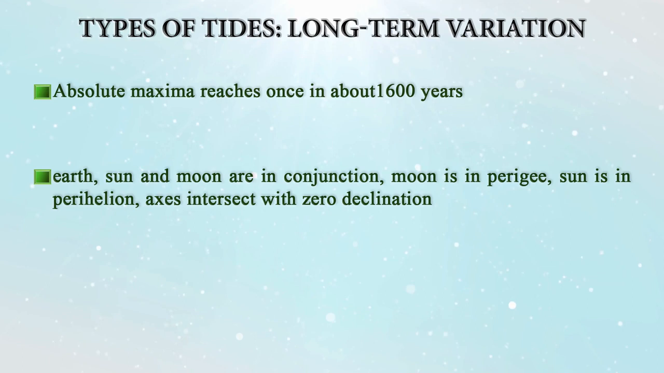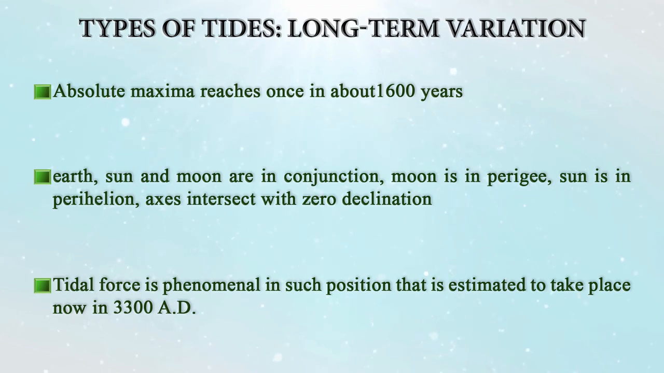Then what will happen when moon is also in perigee, sun is also in perihelion? Then tidal force would be phenomenal in such a position, and it is predicted to happen in about 3300 AD, that is pretty far from now. So, we can just relax.